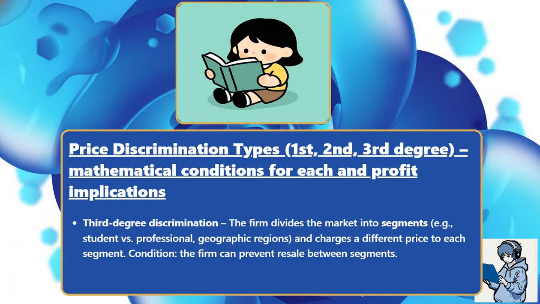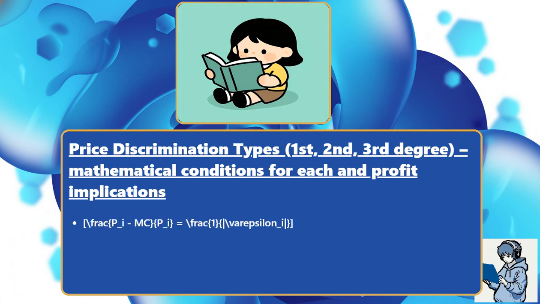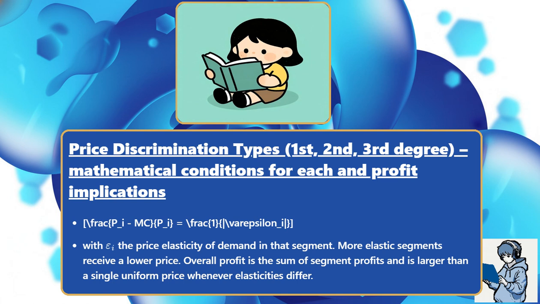Third-degree discrimination. The firm divides the market into segments, for example student versus professional or geographic regions, and charges a different price to each segment. Condition: the firm can prevent resale between segments. MR_i = MC. (P_i - MC)/P_i = 1/|ε_i|. ε_i is the price elasticity of demand in that segment. More elastic segments receive a lower price. Overall profit is the sum of segment profits and is larger than a single uniform price whenever elasticities differ.